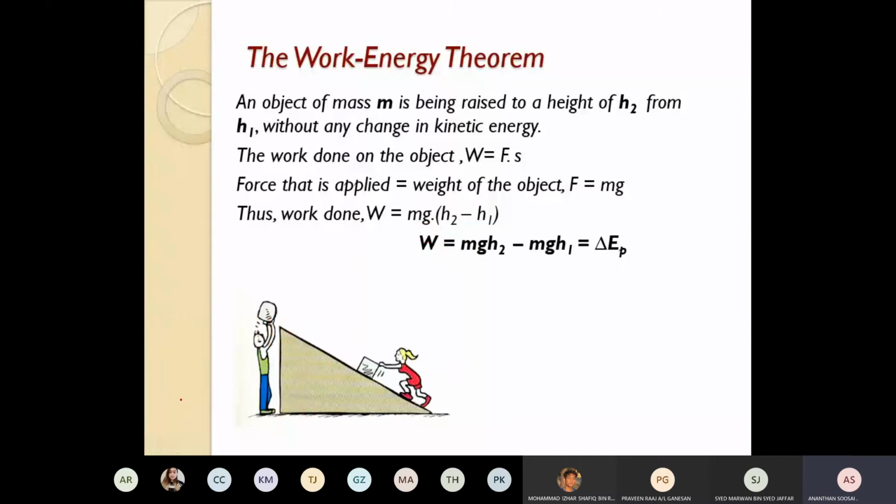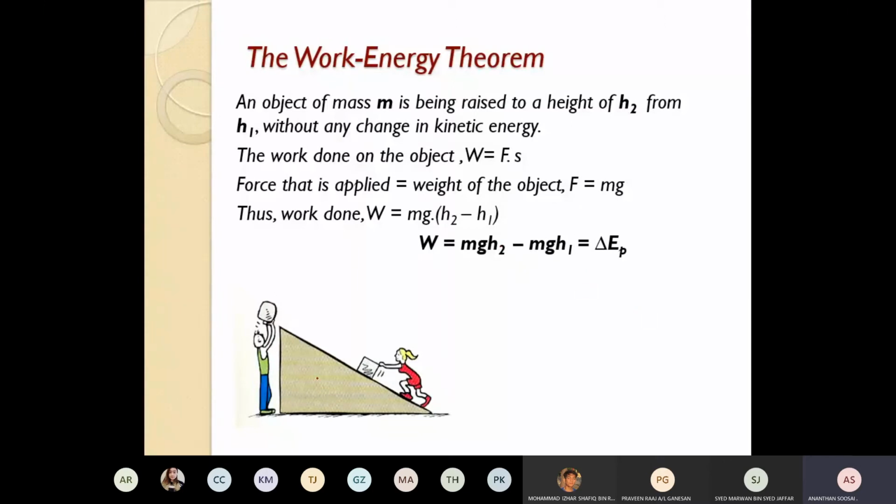Here, kinetic energy is not involved, because we assume that we move the object up and, when it comes to the final position, only potential energy is gained, with no change in kinetic energy. That means we're just moving up with a constant velocity. So we got mgh2 minus mgh1. So the work done is mgh.